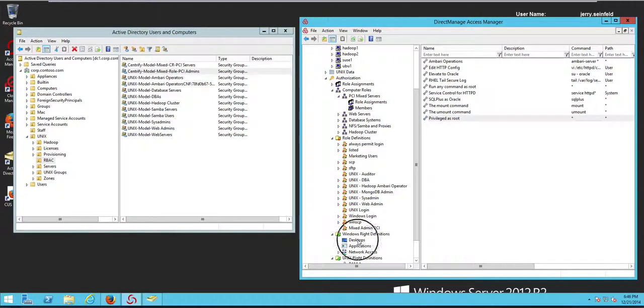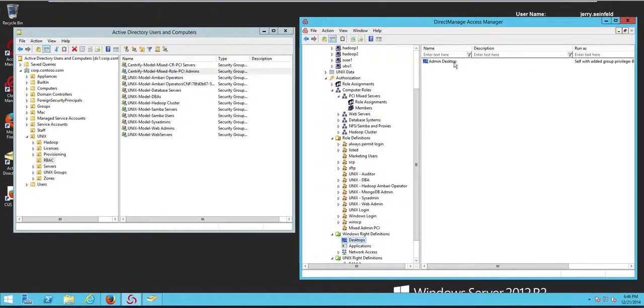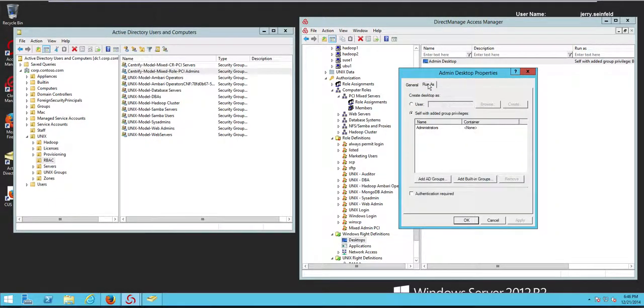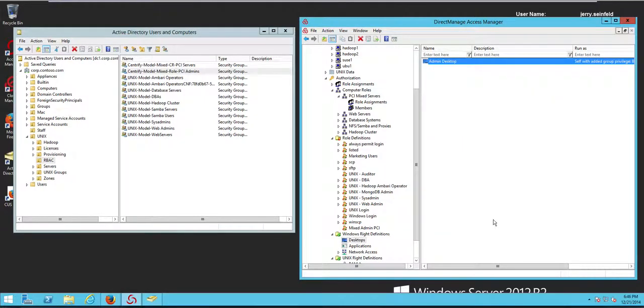I also created what is called an administrative desktop. An administrative desktop is a quick and dirty way to allow a person to elevate as a local administrator without having to belong to the local administrators group. So the objectives we're trying to accomplish are to eliminate knowledge of the root password and eliminate membership in the local administrator group or knowing the local administrator password.